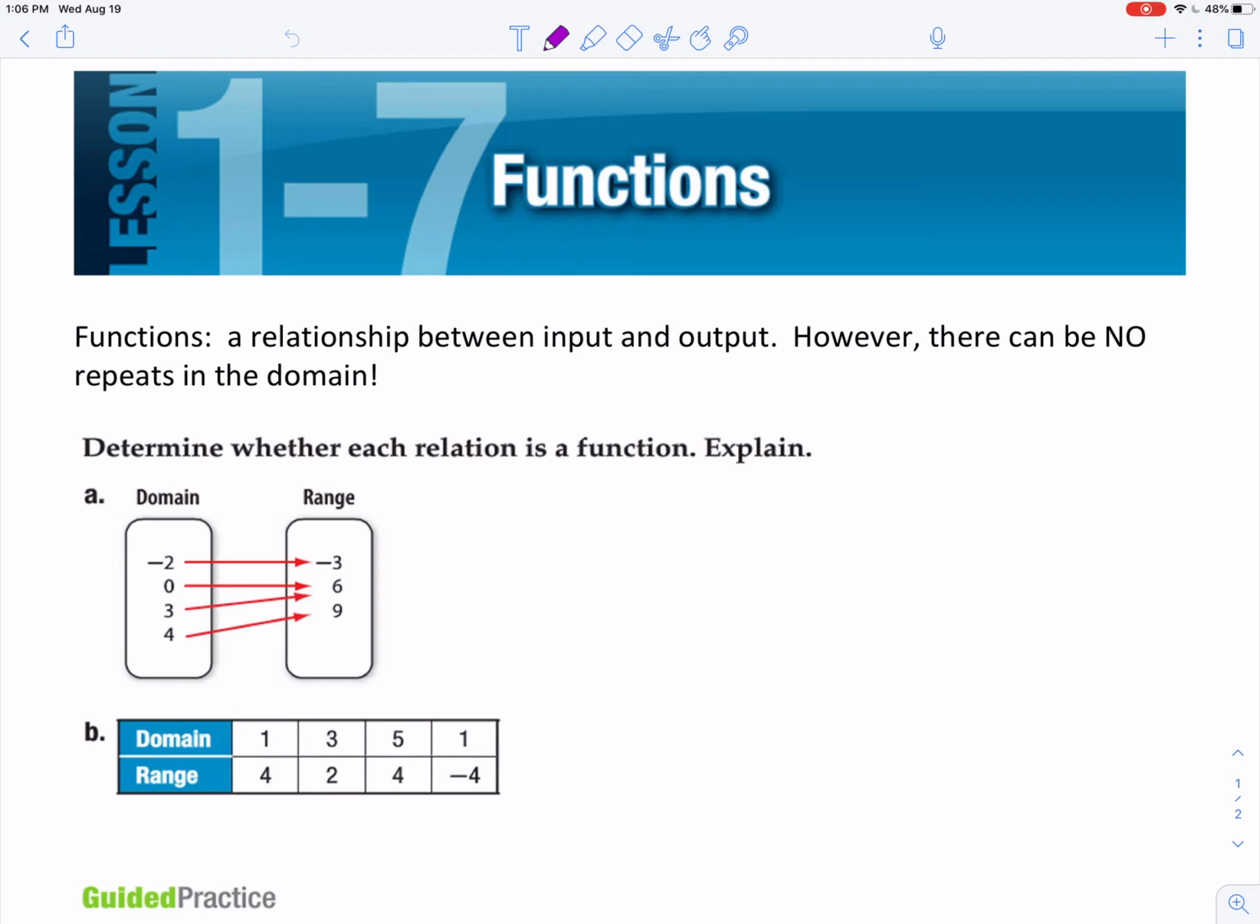So if you remember yesterday we had all those relations and we had the mapping and the table and the graph. That was great and all, but today we're going to talk about how can we turn that into a function, or what defines it as a function.